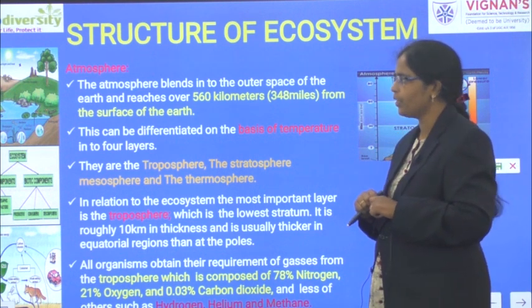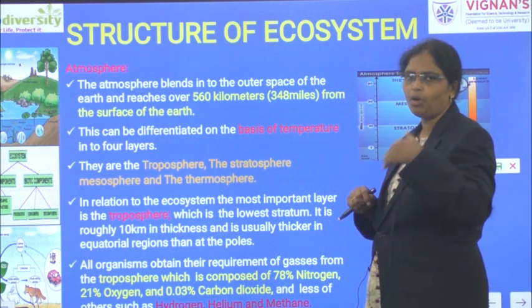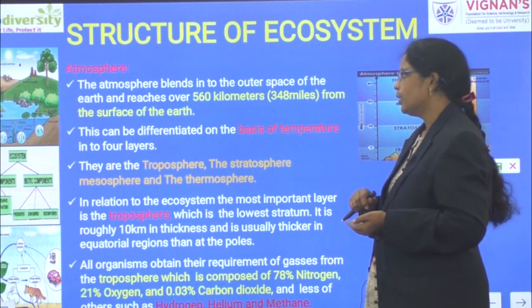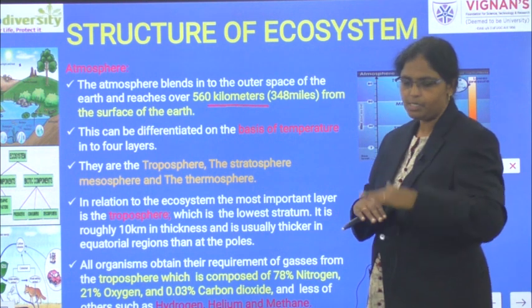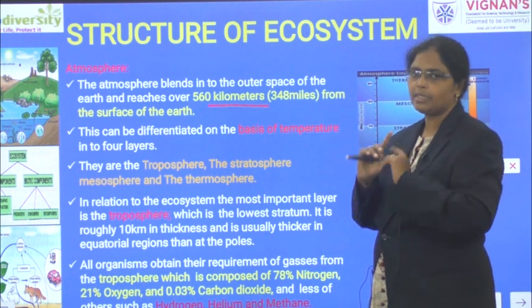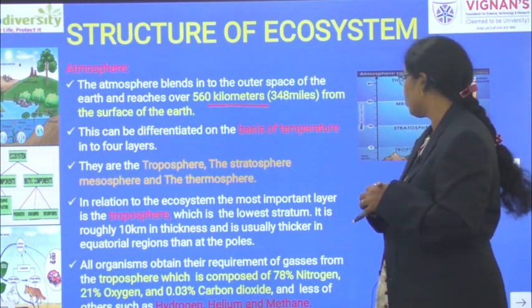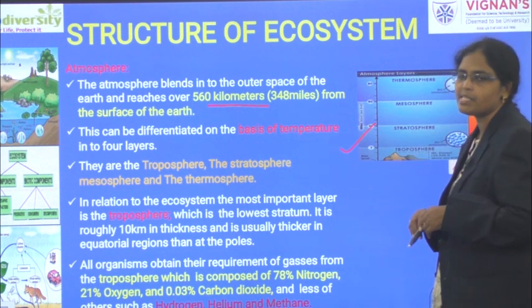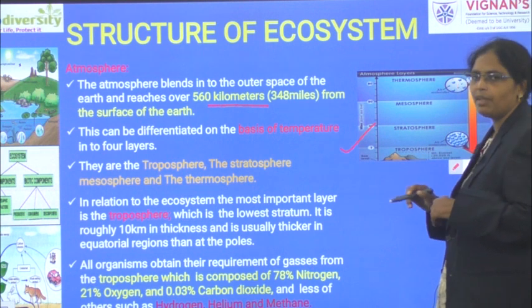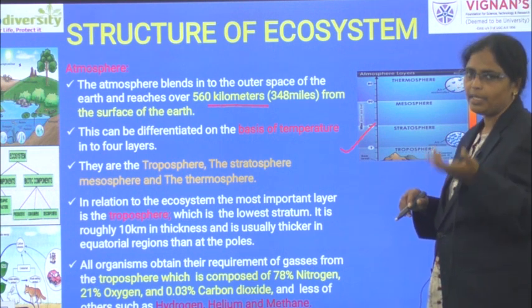The atmosphere is nothing but the outer space of the earth. It reaches over 560 kilometers from the surface of the earth. The entire region is called the atmosphere. And again in this atmosphere there are various levels, and these levels are based on the temperature.